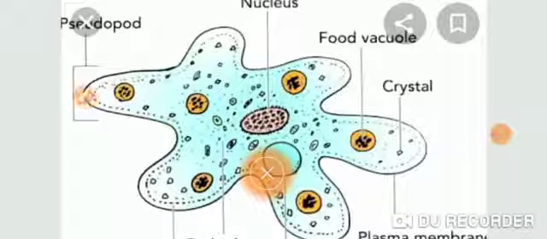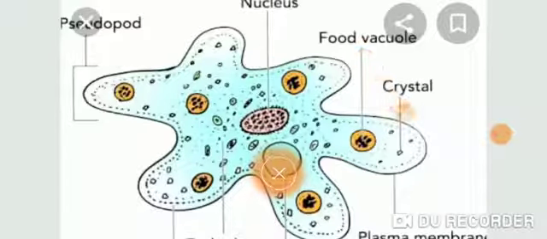These are the outer projections in the body of amoeba, and these projections are called pseudopodia. Clear? So how do the pseudopodia help the amoeba? Amoeba moves slowly, and these pseudopodia help amoeba to catch its prey. The food is taken in by the pseudopodia, and inside the body of amoeba food vacuoles are present.